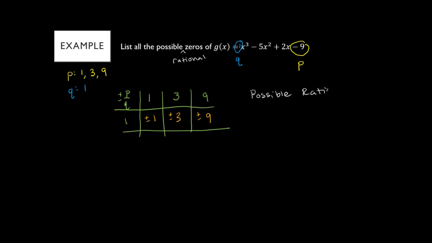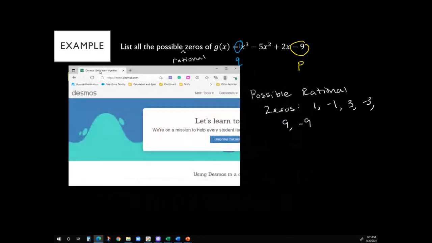So possible rational zeros. If you don't want to use plus or minus 1, you can write them separately. So 1, negative 1, 3, negative 3, 9, and negative 9. Those are the possible zeros for this polynomial. And just so you have something visually so you can think about this, I'm just going to bring up Desmos here.